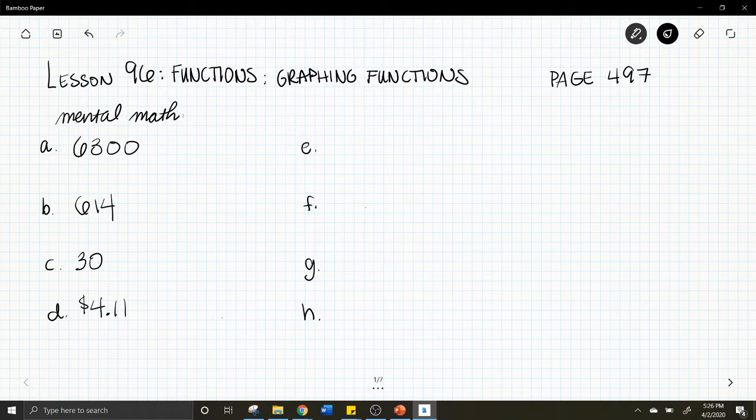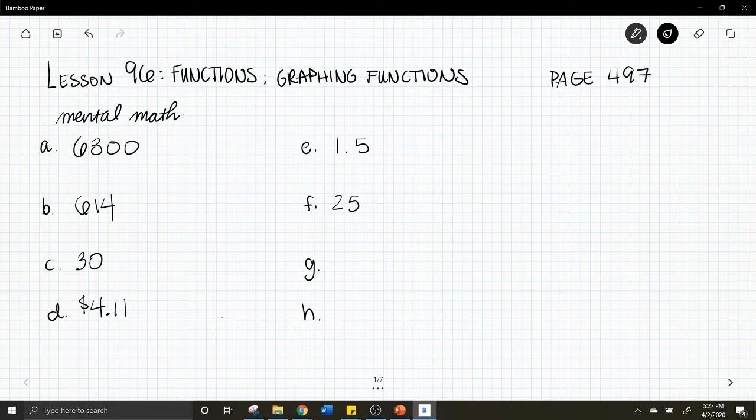Letter E, 100 times 15 thousandths, or 0.015. So the answer to that is 1.5. Remember, that just has to do with moving your decimal over. Letter F is 750 divided by 30. Take a second for that one. The answer is 25. Good job there.